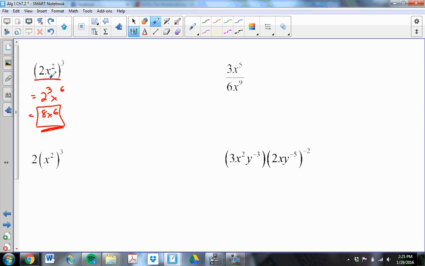This had everything to the third power. This just has x to the third power. So this becomes 2x to the 6th. Notice the difference in those two problems. They're very different. Here I can simplify.